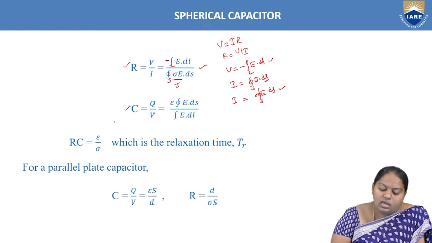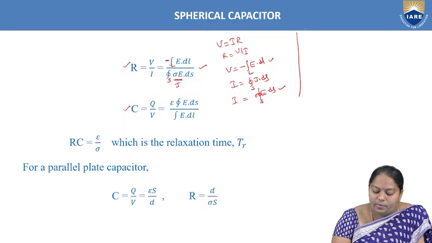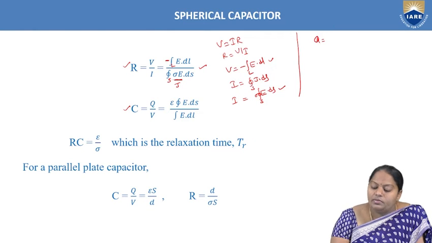Similarly, the capacitance C can be given in terms of electric fields, with C equal to Q by V. Then the charge Q is obtained as Q in terms of electric fields, the closed surface integral over S of D dot ds.